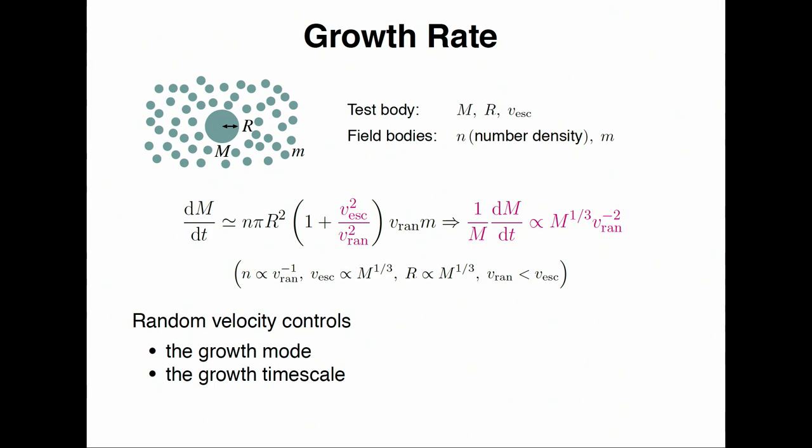So this is called the Safronov number. This is the effect of gravitational focusing. And this is actually larger than unity, and this term is dominant. Using these reasonable relations, this can be reduced to this form. So this relative growth rate is proportional to m to the 1/3 times v to the minus 2. From this form, we can understand that it is this random velocity, the deviation velocity from the circular non-inclined orbit, that controls the growth mode and also the time scale.